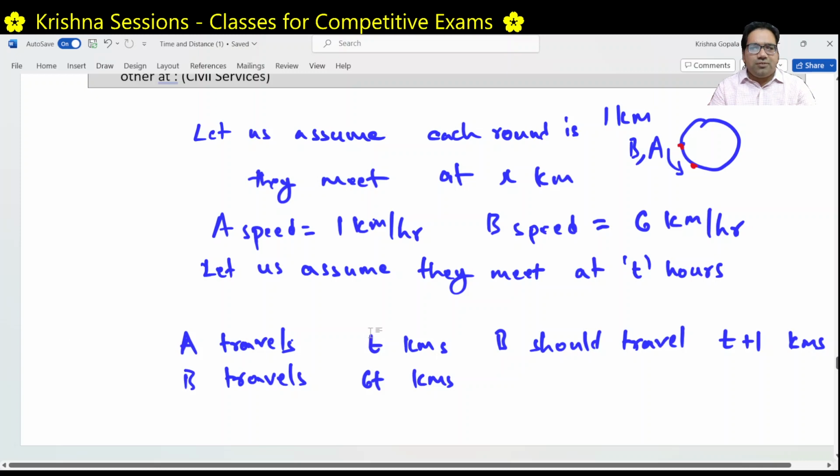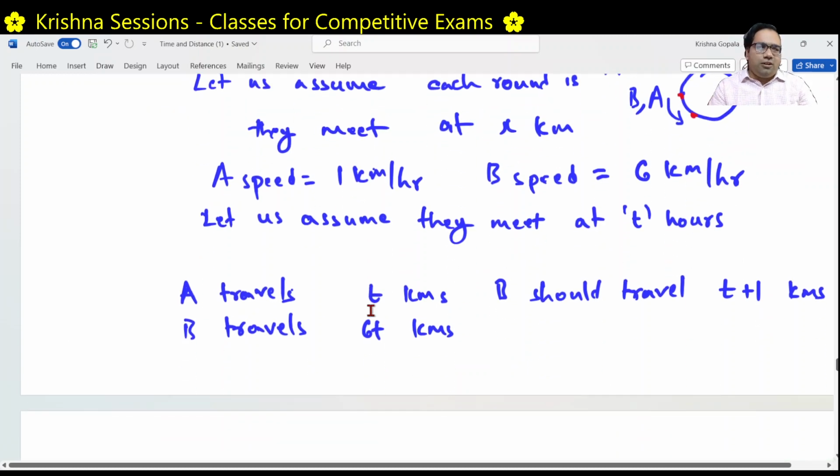Now what we also know, because the total circle is 1, B should travel whatever A has traveled plus 1 kilometer extra, right? Let's say A is traveling T kilometers, then B should have traveled this plus 1 full kilometer extra. Let's say A has traveled 0.5 kilometers, B should have traveled 1 plus 0.5. A has traveled 0.1 kilometers, B should have traveled 1 plus 0.1, right? That is T plus 1 kilometers. So A is traveling, let's say 0.1 kilometers, 0.3 kilometers, whatever. B is traveling 1 plus that 0.1 or 0.3 kilometers.